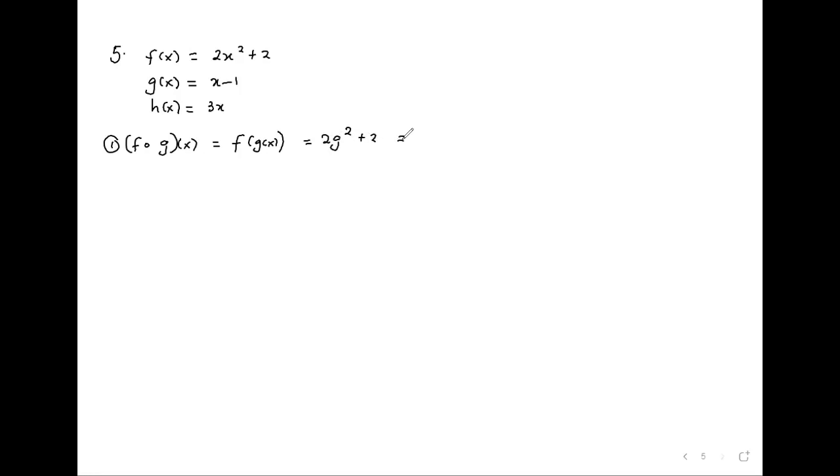Because we know what g is, we can substitute, which is 2(x minus 1) squared plus 2, which is 2x squared minus 4x plus 2 plus 2, which is 2x squared minus 4x plus 4. That is the composite.